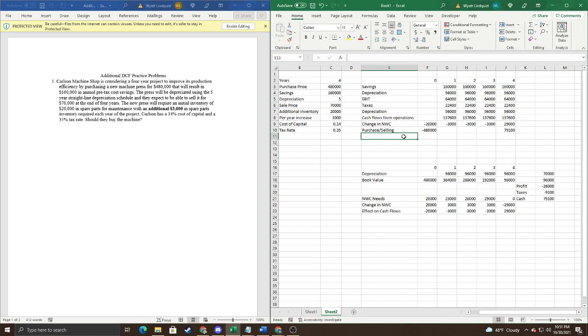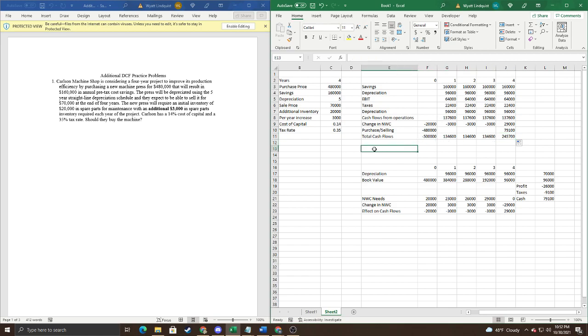So now what we're going to do is we're just going to do our total cash flows, and what we're going to do is we're just going to sum essentially all of these, not this. We'll get rid of that. So we're going to sum those values together. We're going to copy it all the way across. Yeah, and that looks like it's right.